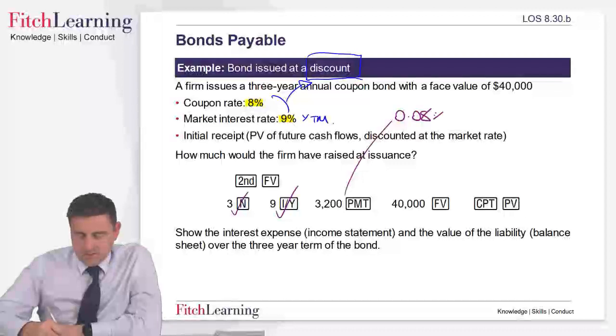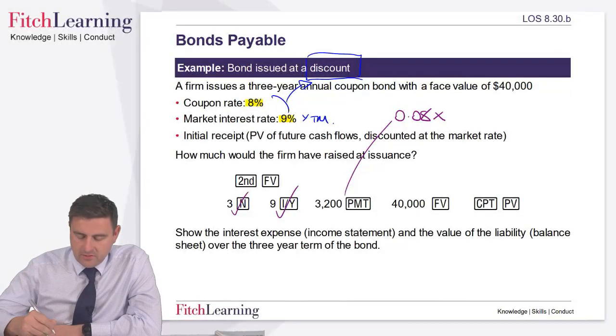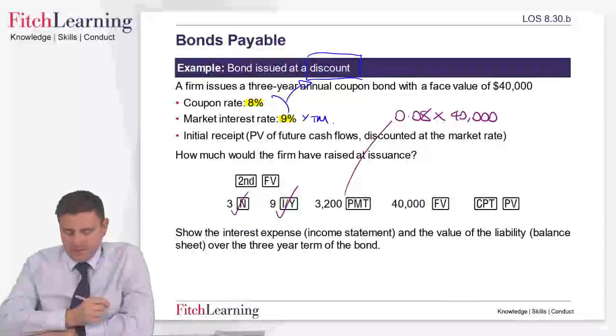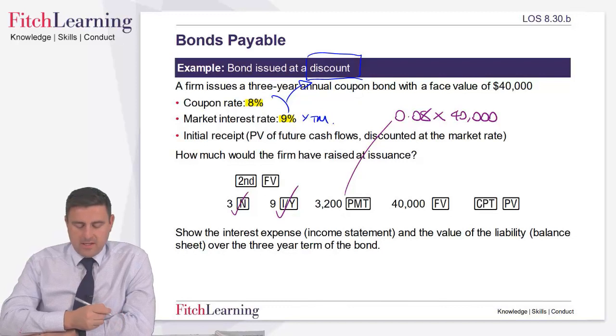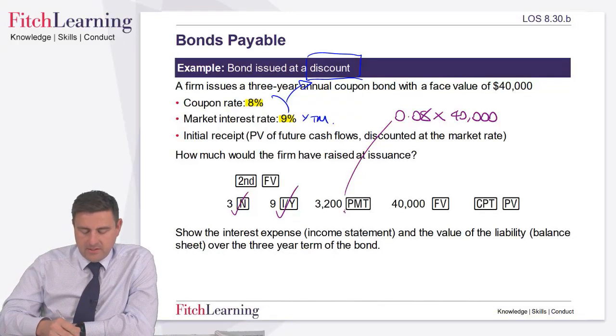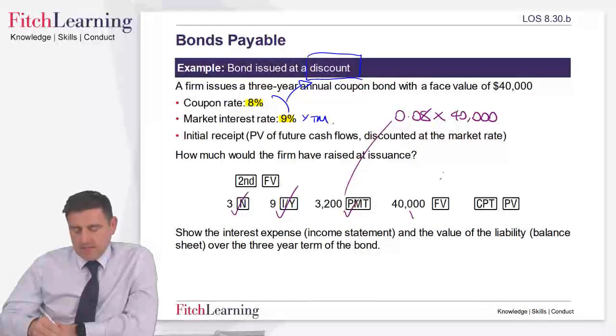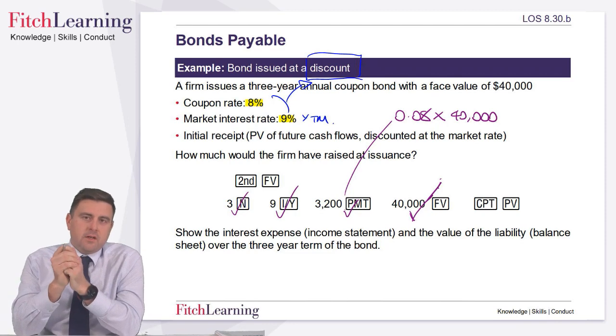The coupon rate is always expressed as an annual percentage of the nominal value. Nominal value is also known as face value. That's the principal that will be paid back at the end. If it's 8% of 40,000, you've got 3,200 as the coupon payment. The return of the principal comes back at the end. You've got the bullet repayment of the 40,000 at the end of the life of the bond.